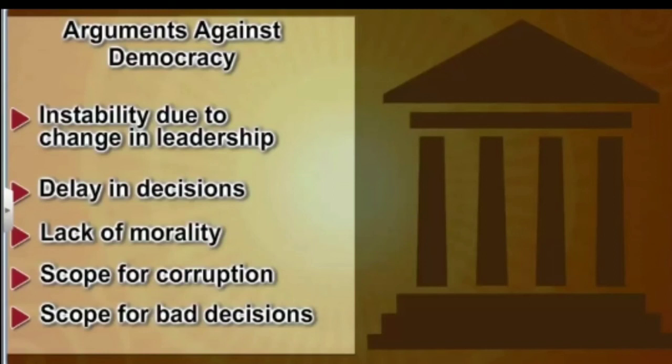Due to the changing of these leaders, the people cannot understand who is right and who is wrong. And next is delay in decisions. In a democracy, there are so many arguments and so many problems. The government themselves can't take decisions at a particular time. That is known as delay in decisions.